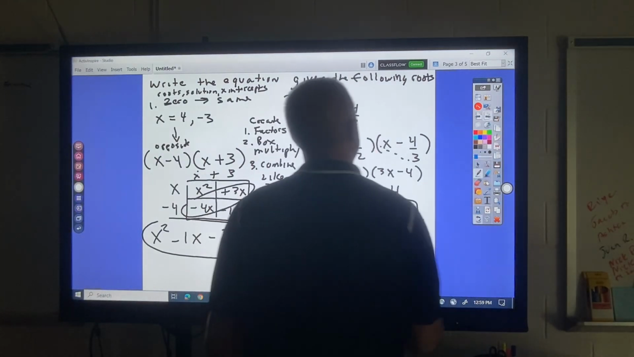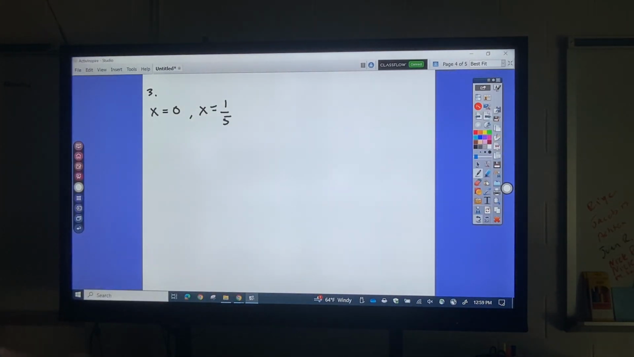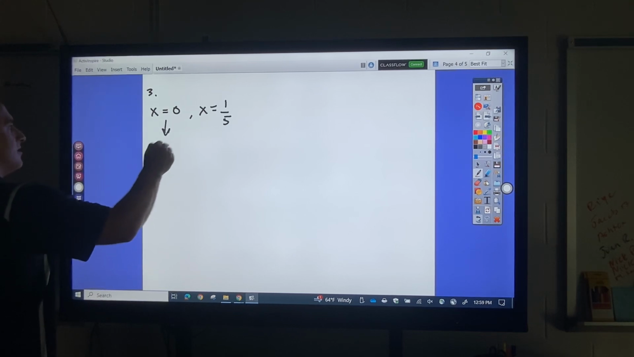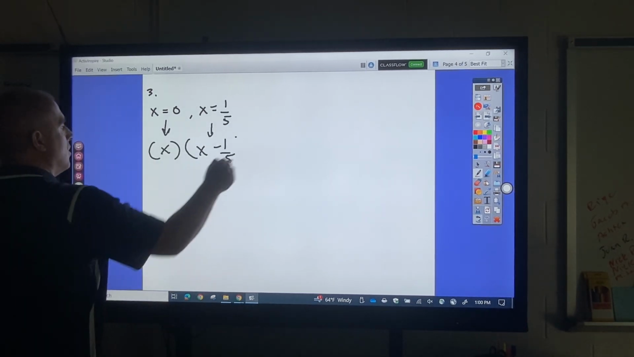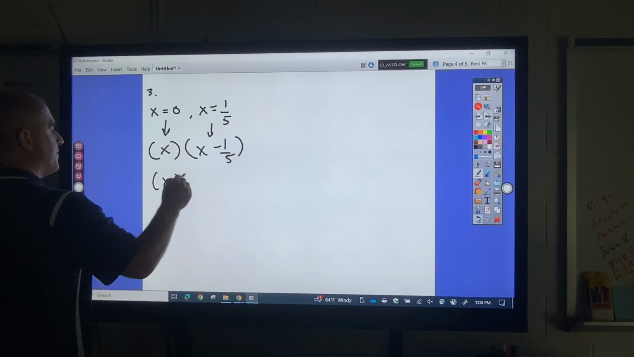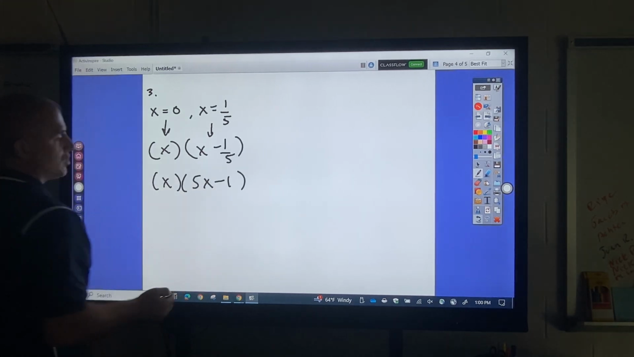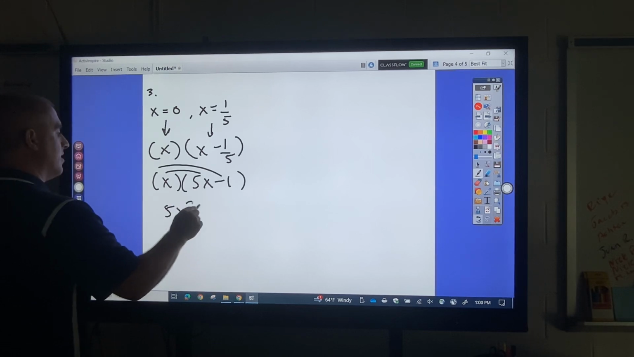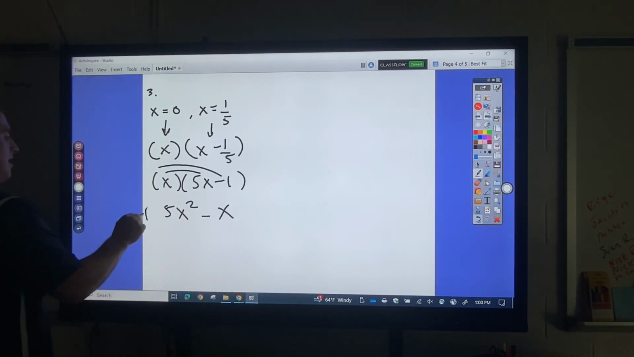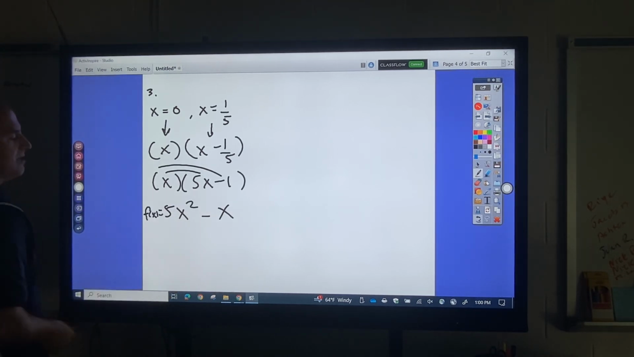All right? Now, someone say, what's this one? Well, that's just going to be x. This is going to be x minus 1/5, or x times 5x minus 1. Now, you can just distribute this if you want, and make that 5x squared minus x. Okay? And you can use f of x, you can use y, it doesn't matter.